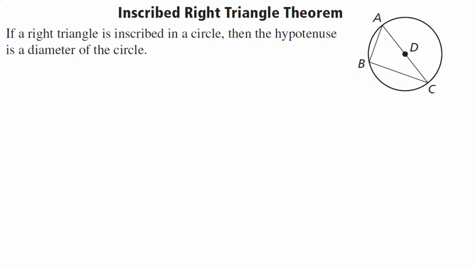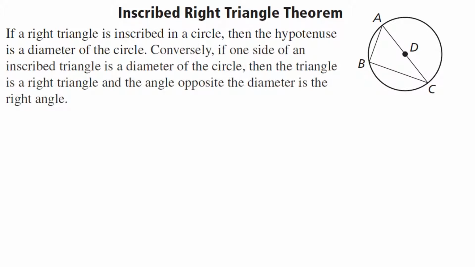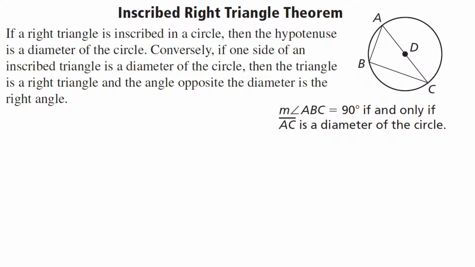Now again, notice they're mixing things up here. They're not using C as the right angle. They're using B as the right angle. And we go back and forth. If I know it's a right triangle, I know it's a diameter. Or if I know it's a diameter, then I know it's a right triangle. If it's 90 degrees, I get a diameter. If I know it's a diameter, I know it's 90 degrees. It goes both ways.